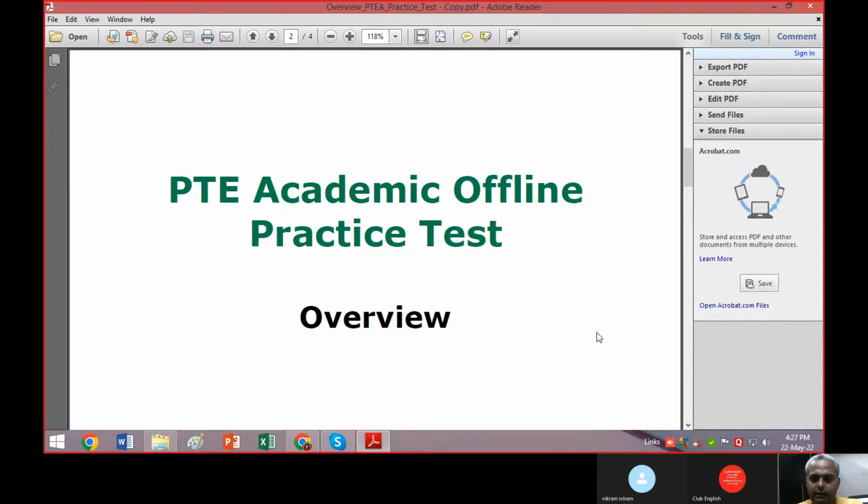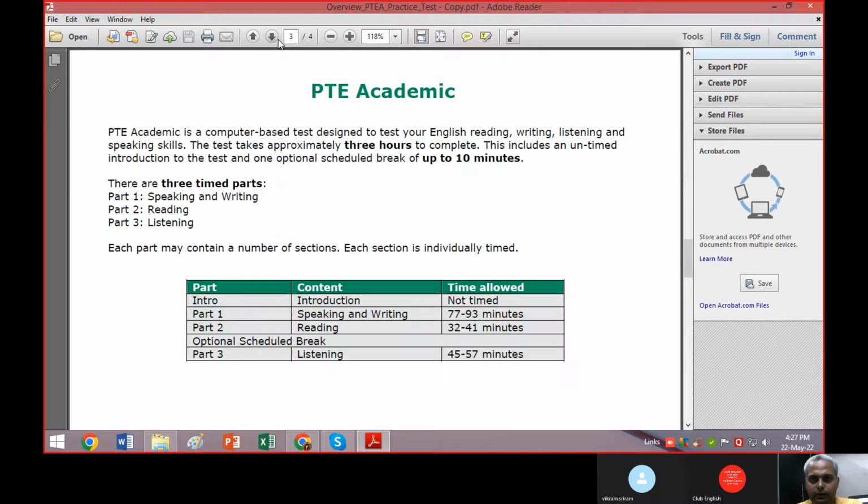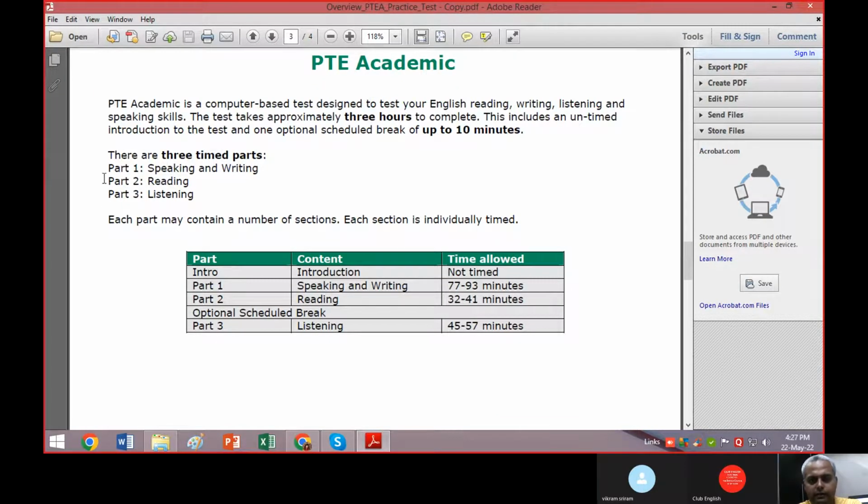So now as you can see in PTE, there are various sections, which I'm going to show you. The PTE Academic is a computer-based test. It includes reading, writing, listening, and speaking, and it is approximately 3 hours. There are three main timed parts: part one, speaking and writing; part two, reading; part three, listening. Each part may contain a number of sections, and each section is individually timed. So the time allowed is a little different most of the time.